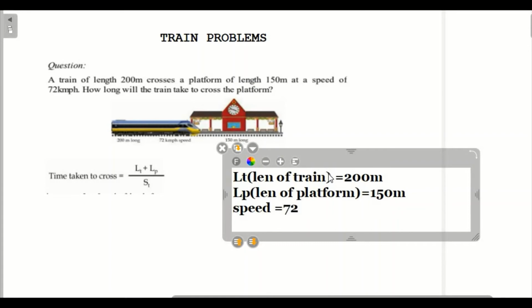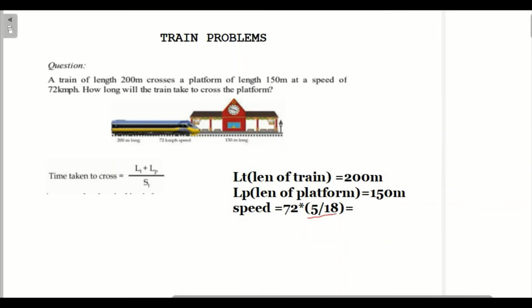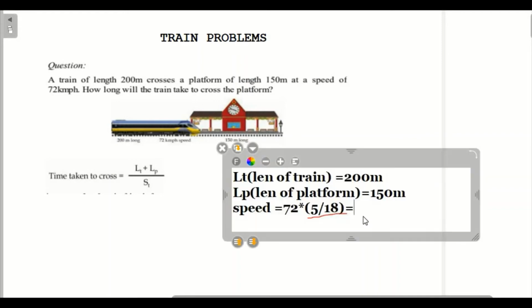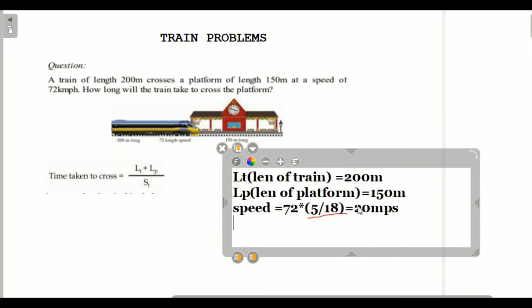We have to convert it into meters per second. So that is 5 by 18. It's a standard formula to convert kilometers per hour into meters per second. We have to learn it by heart. For converting to meters per second, it is 5 by 18. So it is 20 m/s.